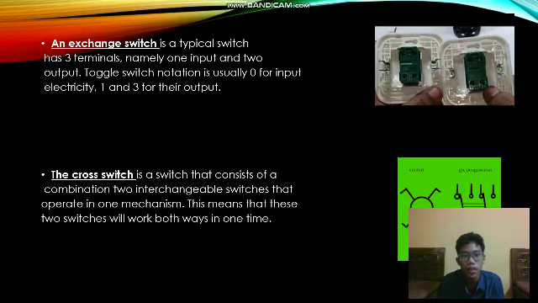Okay, the next switch is the cross switch. This is a switch that consists of a combination of two interchangeable switches that operate in one mechanism. This means that these two switches will work both ways at one time. It means the cross switch is a combination of two exchange switches. The function of the switch is to control lights from two or three places or more by collaborating with the help of exchange switches for three control points. Okay, the next explanation will be explained by my friend.